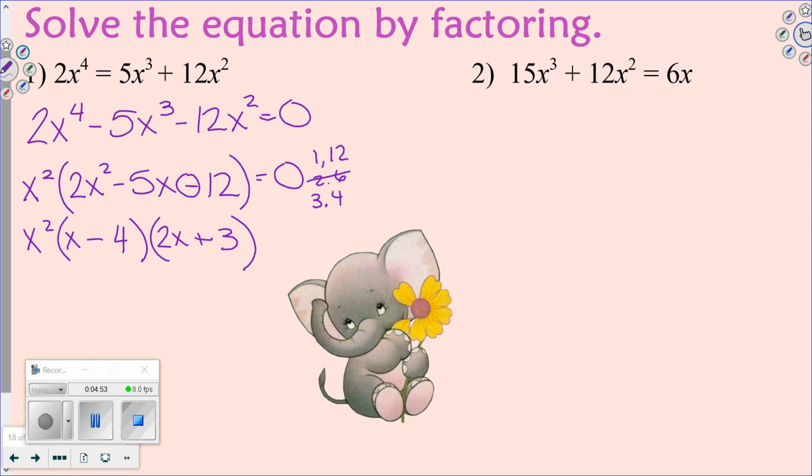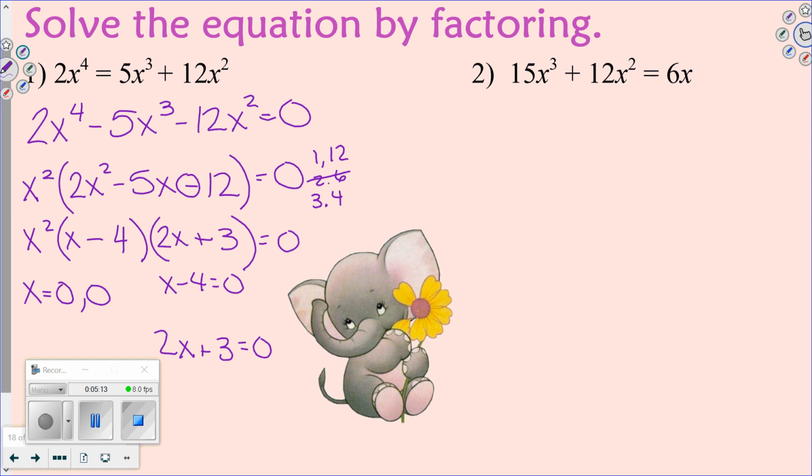All right. Once it is fully factored, we set each factor equal to 0 and solve. So what is baby brother going to give me? Just 0, two zeros, because he was x squared. And then x minus 4 equals 0, and 2x plus 3 equals 0.